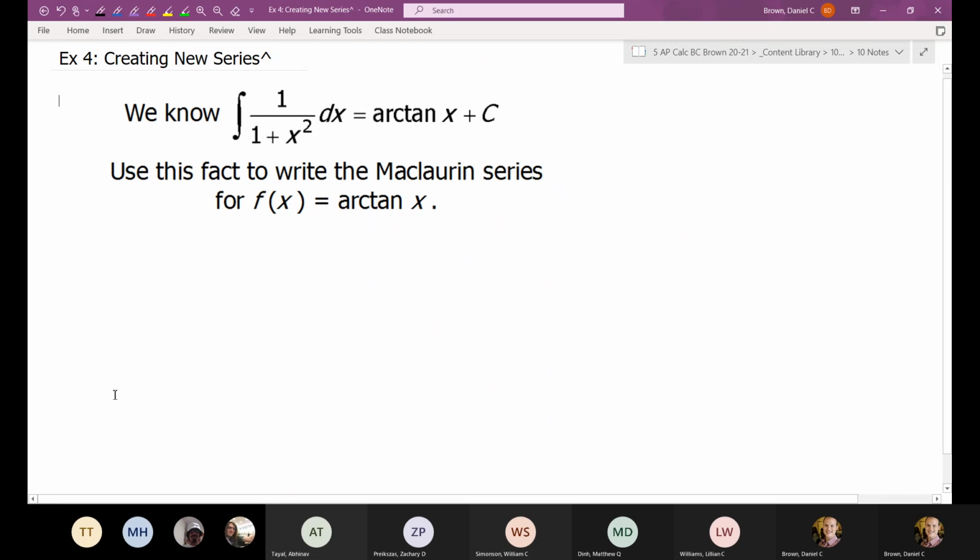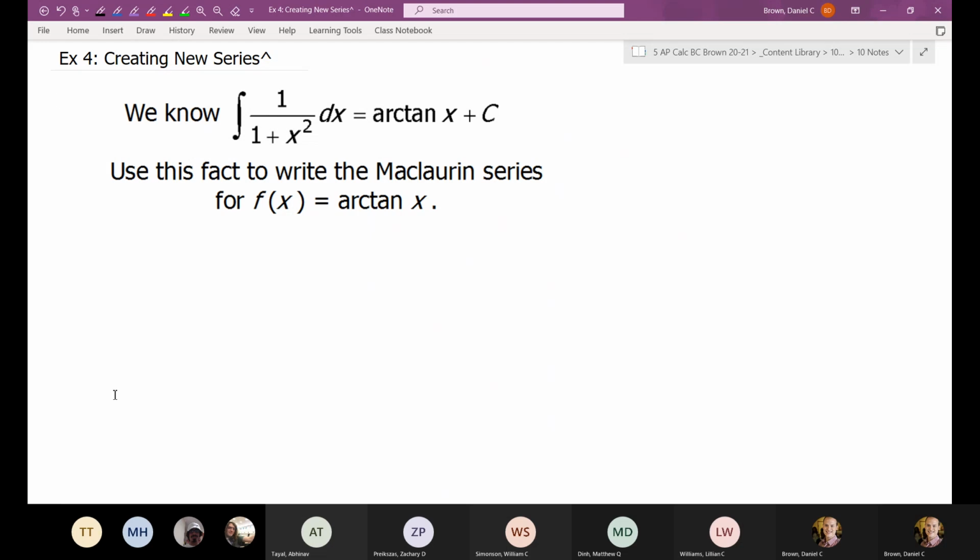I like this one because it's going to combine two skills into one. It's first going to combine using one of the Big Five series, and then it also combines taking the derivative and integrals of a power series. So I want you to read this problem. I'll kind of talk about why we want to do it this way.